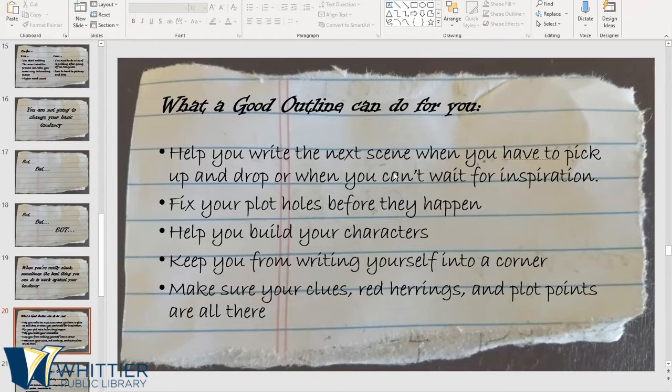It can help you fix your plot holes before you happen. And believe me, plot holes happen. They are no fun. Some of my earlier novels I put on my blog as a fiction serial. And one of those novels was A Nose for a Needleman. That last week before I was going to post it, and I had announced it, so I had to post it on time because people knew it was coming.